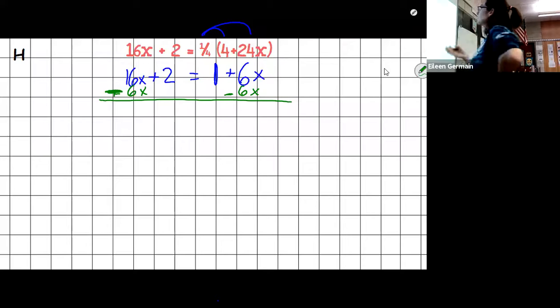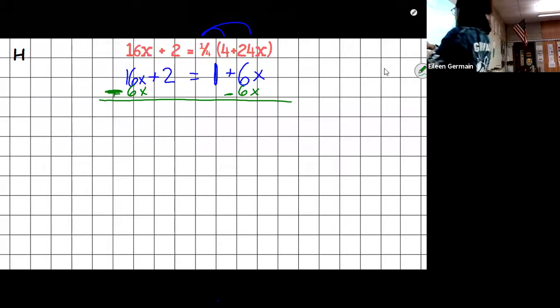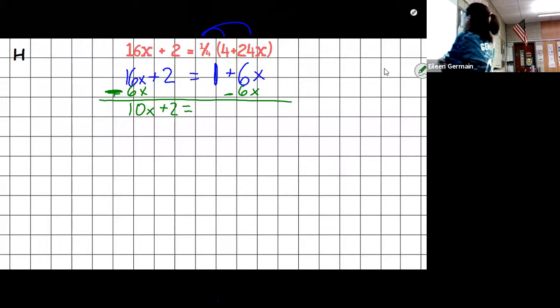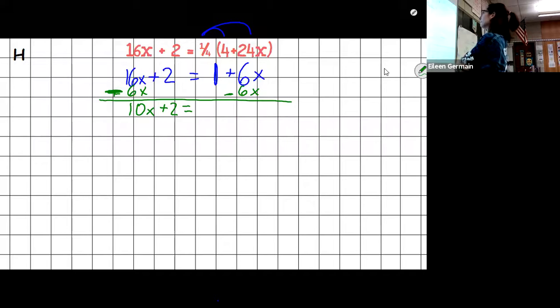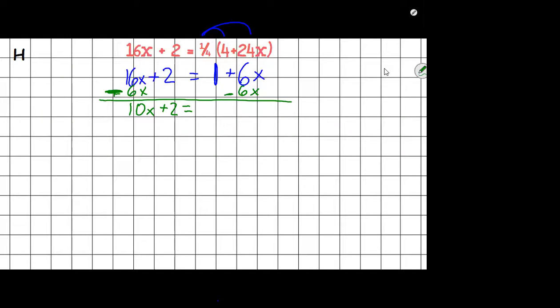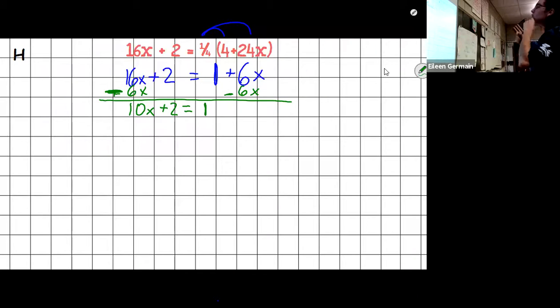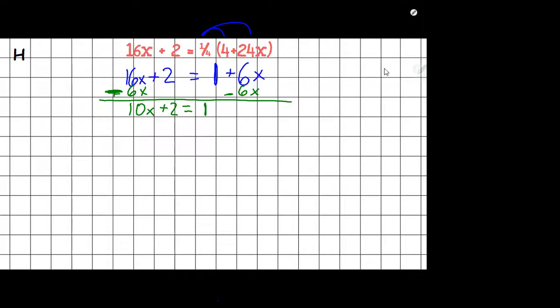So what's 16x minus 6? 10x. 10x, very good. And then what's my constant? 2. Plus 2 is equal to what's left on the left side or right side there. So 1. The 1, very good. Perfect. So we have this. Now, Cindy, can you unmute and can you walk us through the second half of this? What are we going to do next here, Cindy?